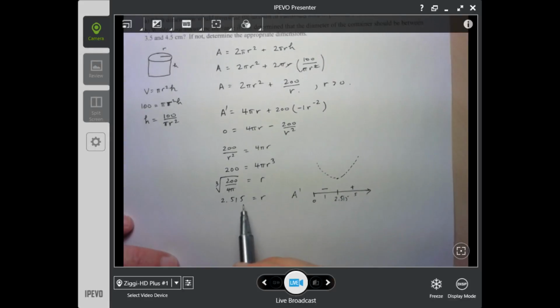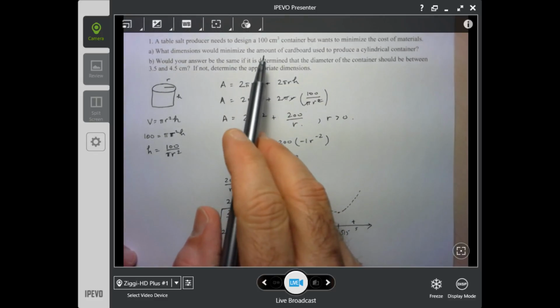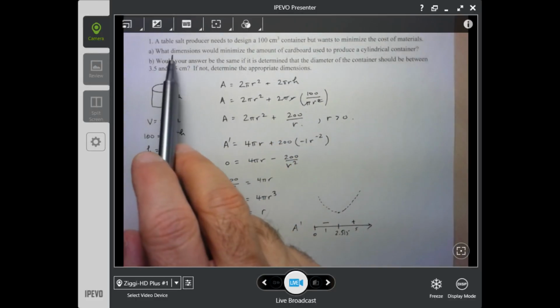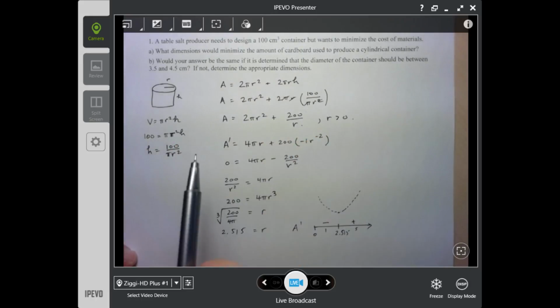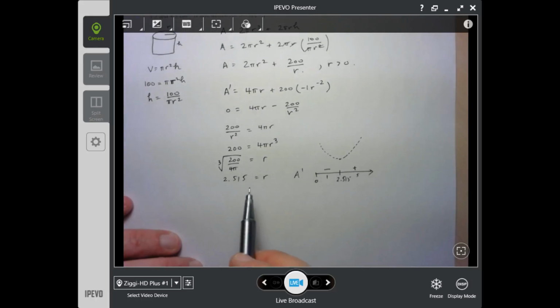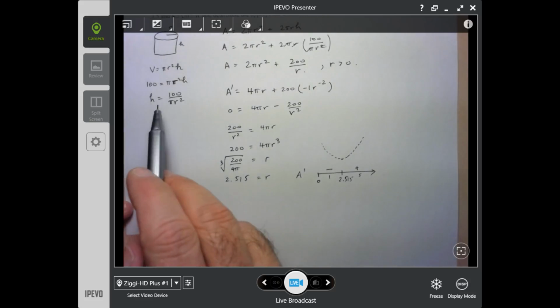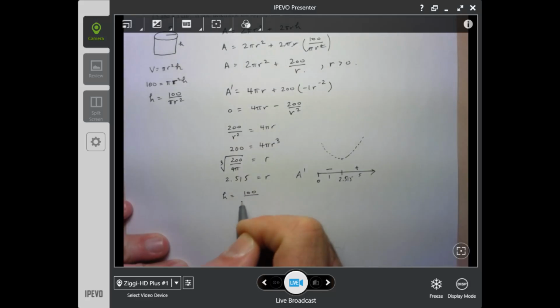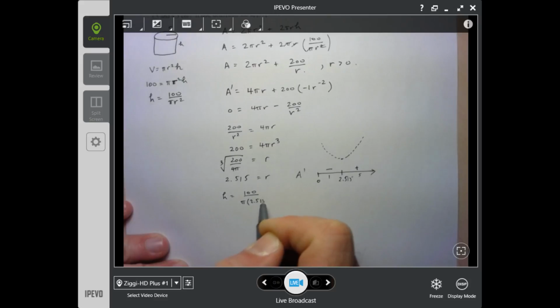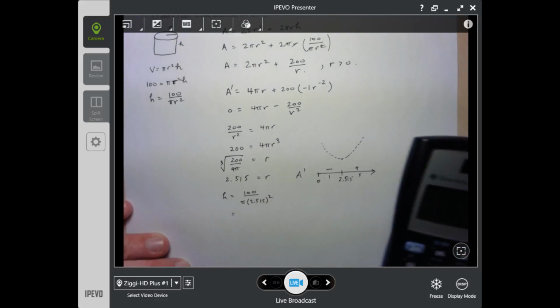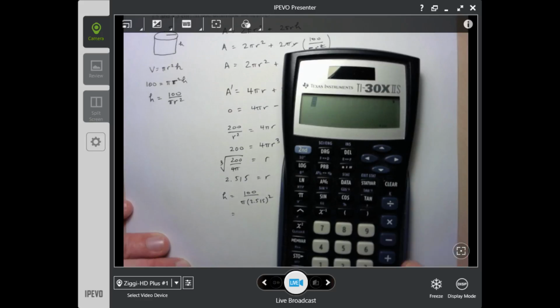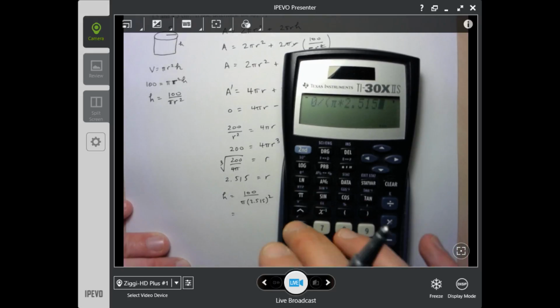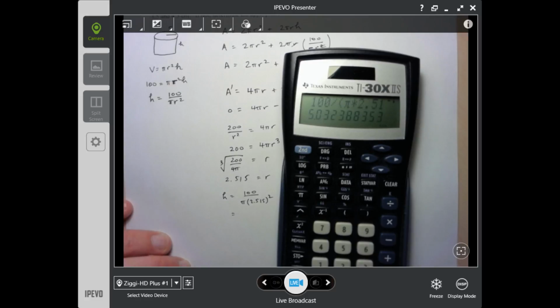And so now what I need to do is go back to the question and see what they're actually asking me to determine. And what they're asking me to determine is the dimensions that minimize the cylindrical container. So it looks like I've got one dimension, I've got the radius. So now let me use this formula here to find the height. So the height is going to be 100 over pi times 2.515 squared. All right, so let's estimate this here. So 100 divided by pi times 2.515 squared, and that's 5.032.